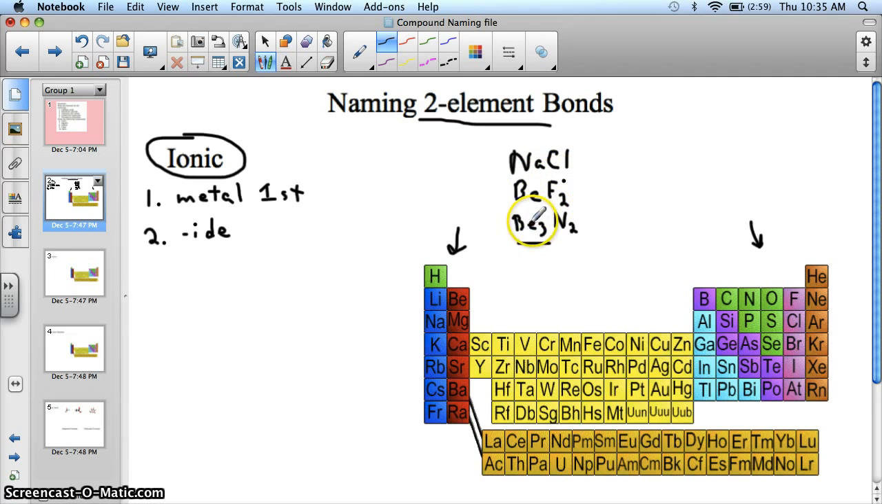Here you also have beryllium, but you have lots of subscripts, but the subscripts do not matter whenever you have an ionic compound. It's still going to start with beryllium, and in this case it's nitrogen, so that would be nitride. Beryllium nitride. So that's how you name all of these ionic bonds.